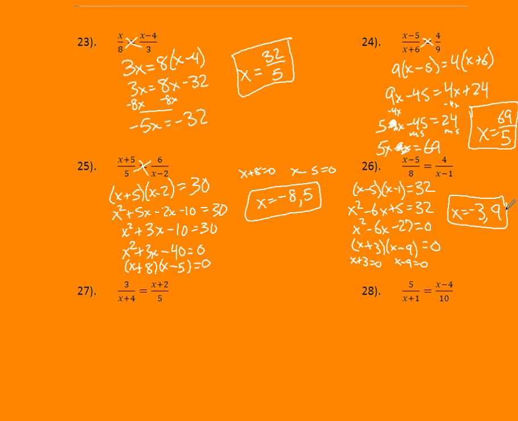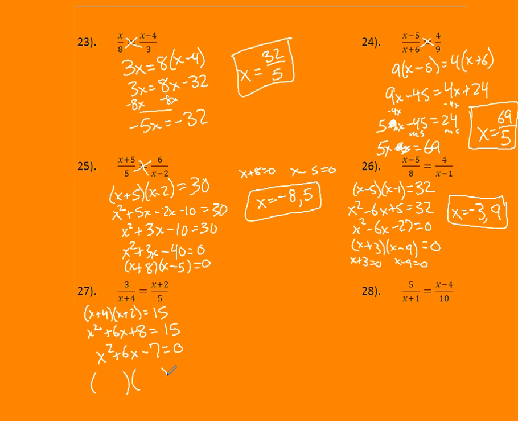27, same thing going on here. I have x plus 4 times x plus 2 equals whatever 3 times 5 is, which is 15. X squared, I have a plus 4x and a plus 2x, gives me a plus 6x, plus 8 will equal 15. Subtract the 15 from both sides to give you that expression, x squared plus 6x minus 7.